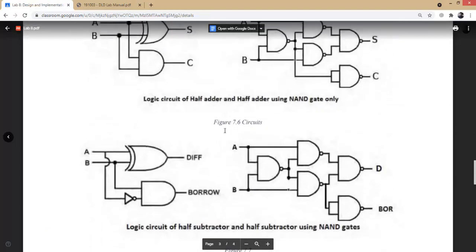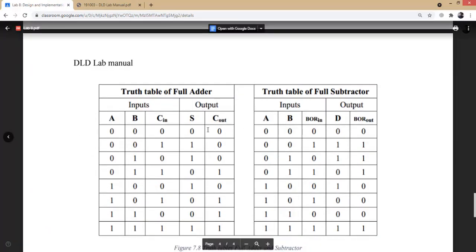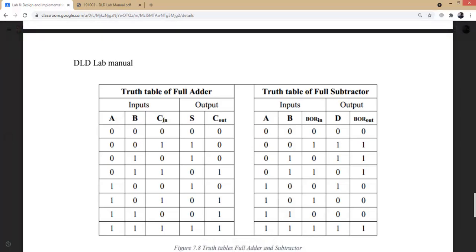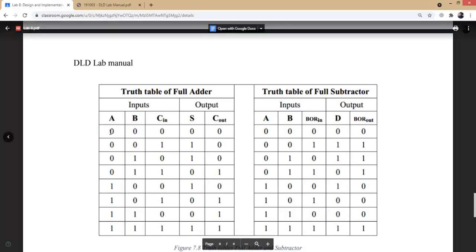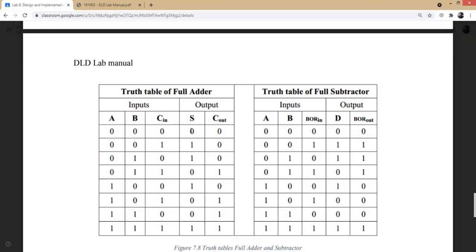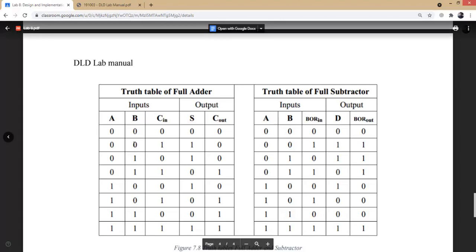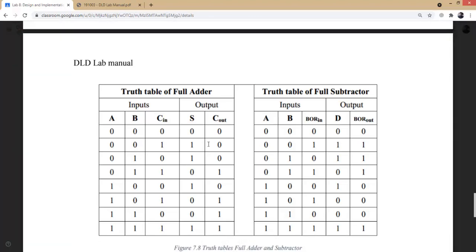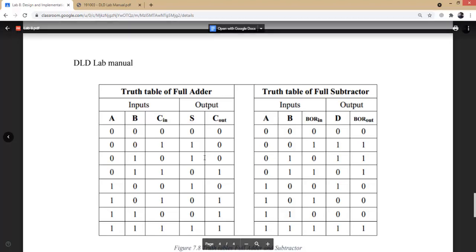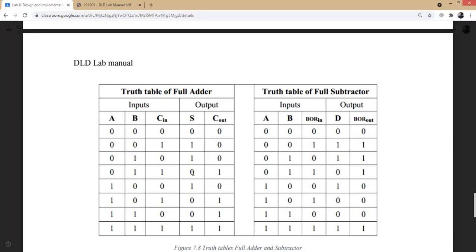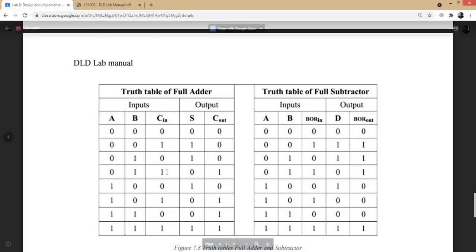Now the next truth table is of the full adder and the full subtractor. Here we have A and B as two inputs. C in is the carry in from another adder probably, or any other circuit, S is the sum, and C out is the carry out. Now 0 plus 0 plus 0 is equal to 0, and there is no carry, so 0 here. 0 plus 0 plus 1 is equal to 1 with no carry. Same goes here, sum is 1 with no carry. Now 1 plus 1 gives a 0 at the sum but a carry as 1.